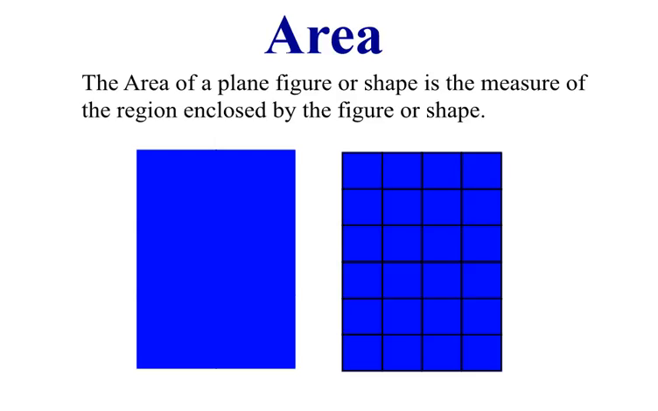Area, a definition. The area of a plane figure or shape is the measure of the region enclosed by the figure or shape. This is a very simple definition, one that you already know. You probably were introduced to it early in life as a child, so this is nothing new.